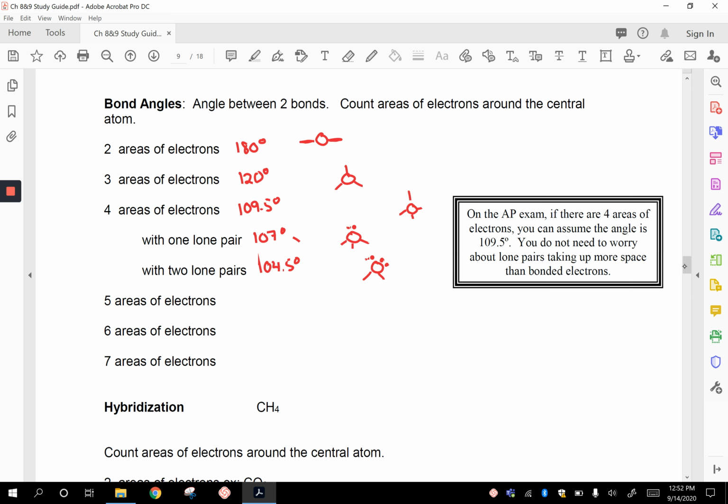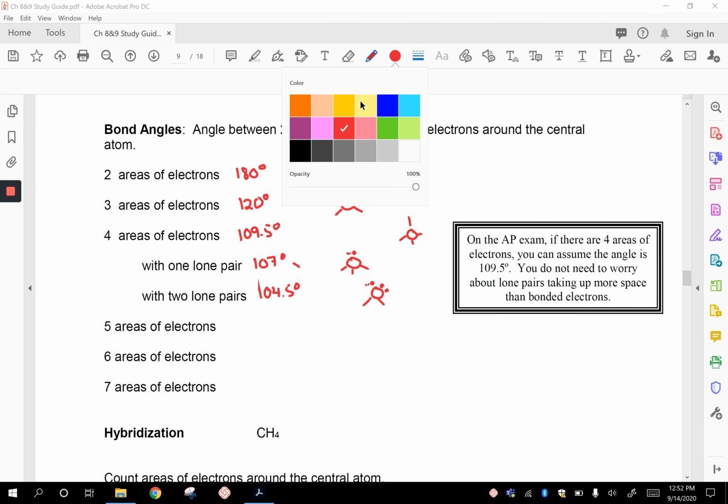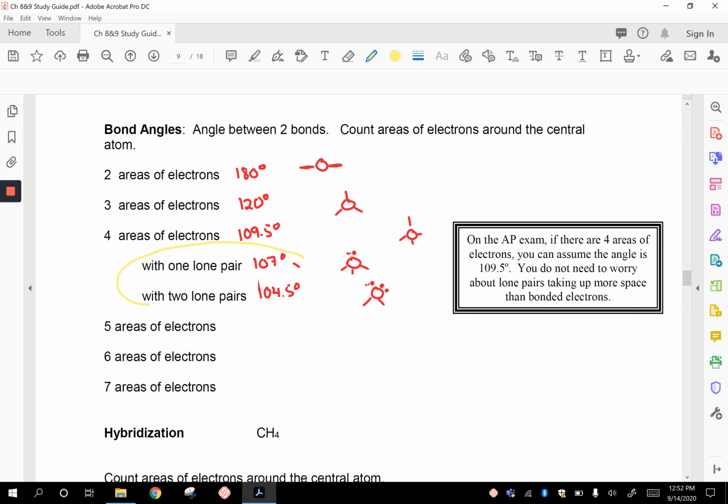Now, this part is just for your notes. When you go to college, you will be responsible for knowing this. On the AP exam, you do not need to know these angles. As long as you have 4 areas of electrons, you just stick with the 109.5. So no need to remember those for the AP exam or for my test, just for college, which is why we have these here. But you just go with 109.5 for the AP exam for 4 areas of electrons.